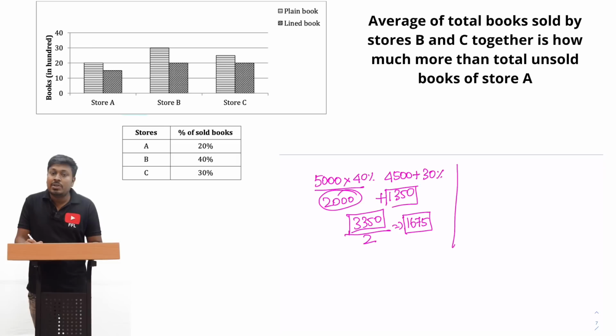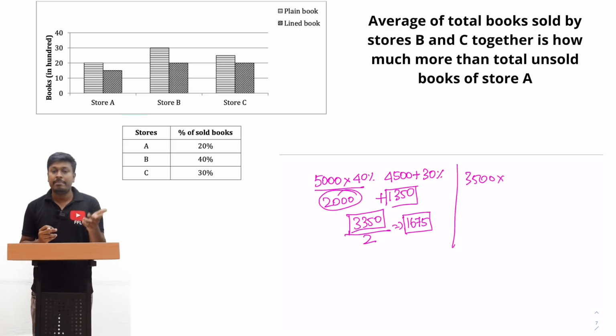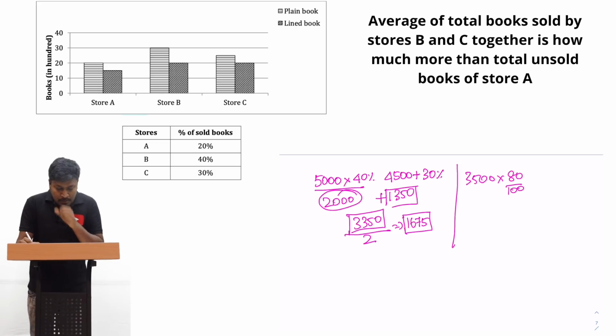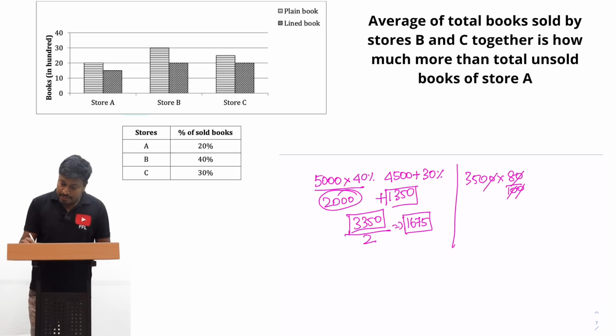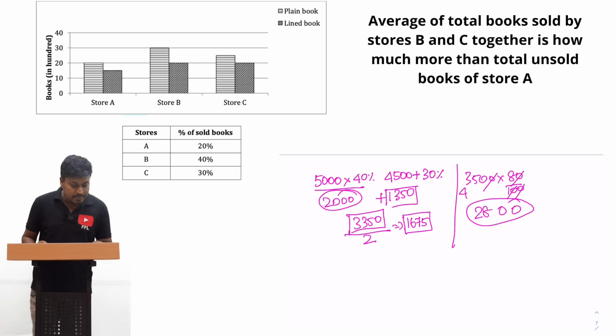Just see, we know the total number of books according to the bar chart. The total number of books for store A is 3500. When you look at the table chart, 20% of the books are sold. If 20% are sold, then 80% will be unsold. Got it? So 80% of 3500 is 2800. So 2800 will be the total number of unsold books from store A.